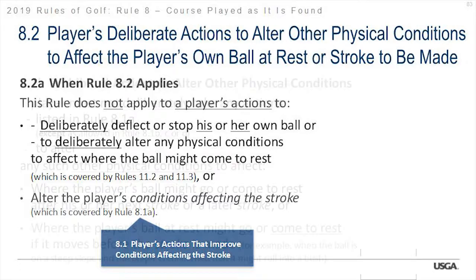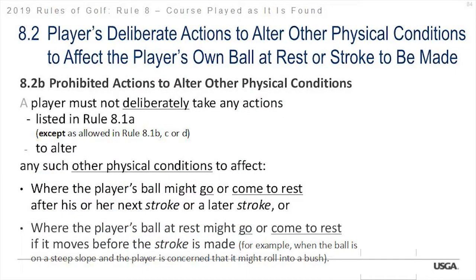Okay. A player must not deliberately take any actions listed in those examples that we talked about to alter any such physical conditions to affect where the player's ball might go or come to rest after the next stroke, a later stroke, or where the player's stroke might go. There's the example we just talked about, when the ball is on a steep slope and the player's concerned that it might roll into a bush. You cannot alter anything where it possibly could end up.